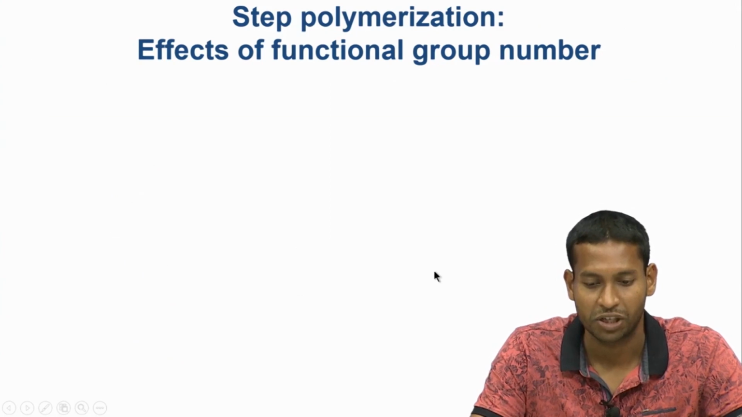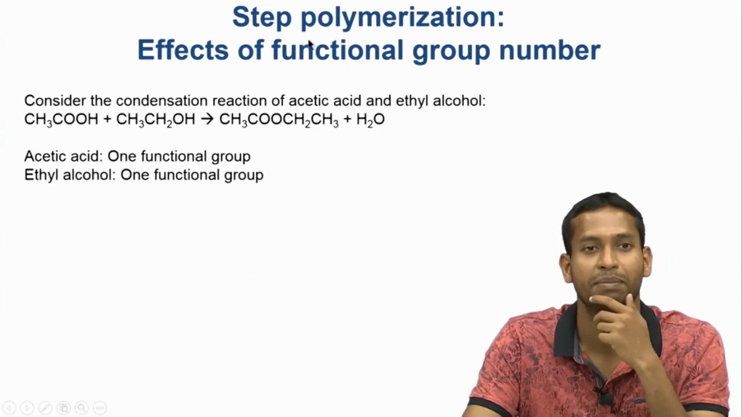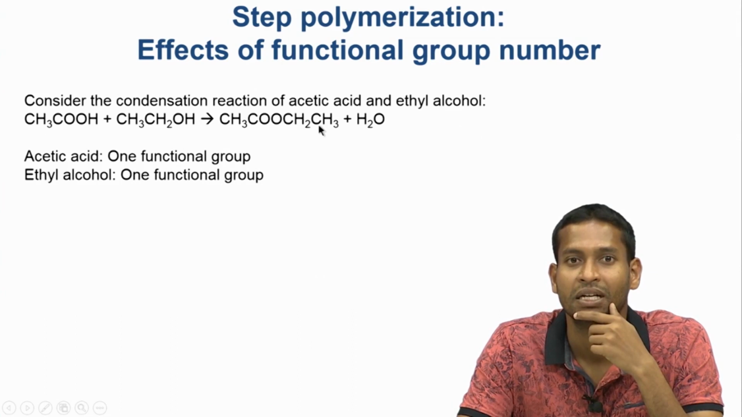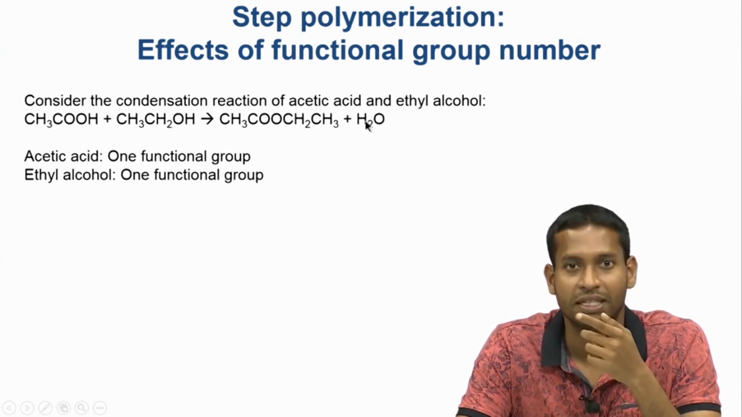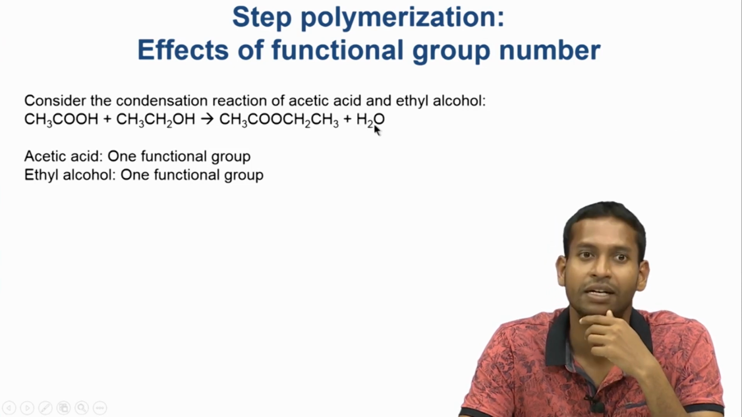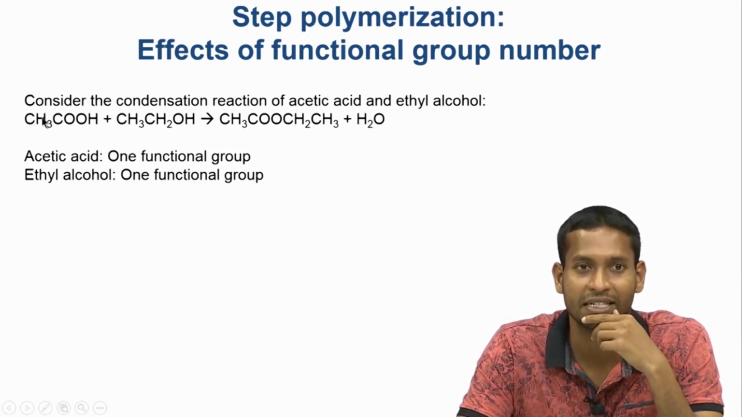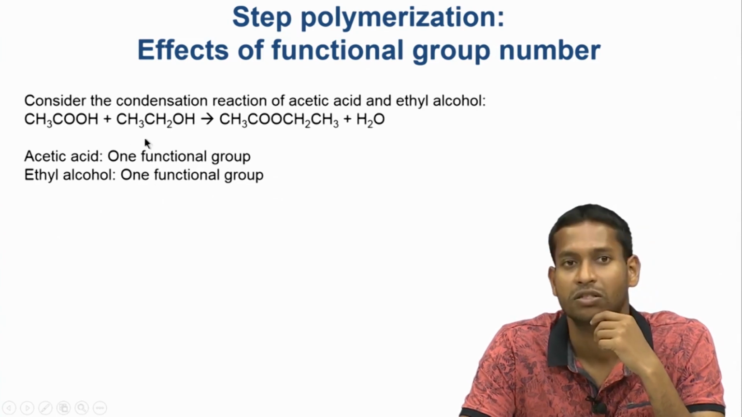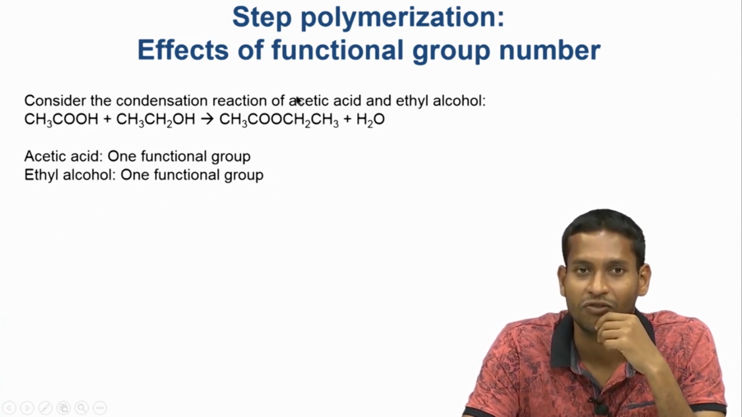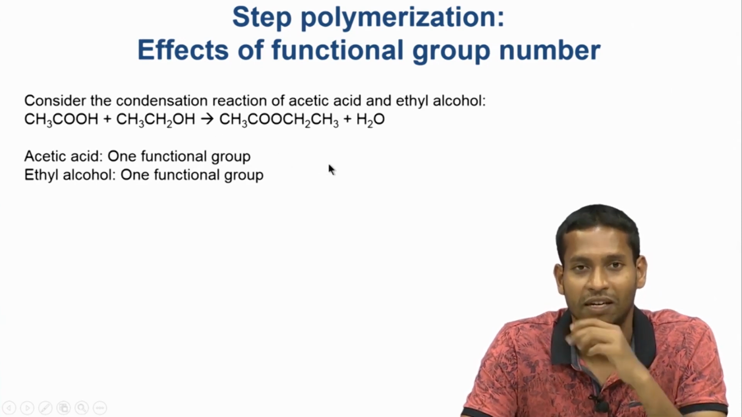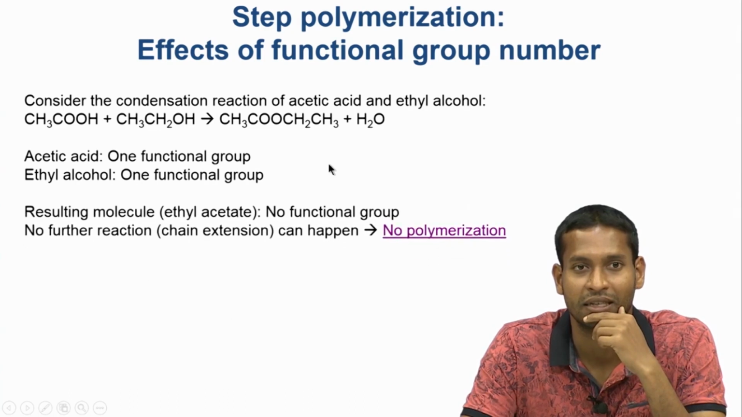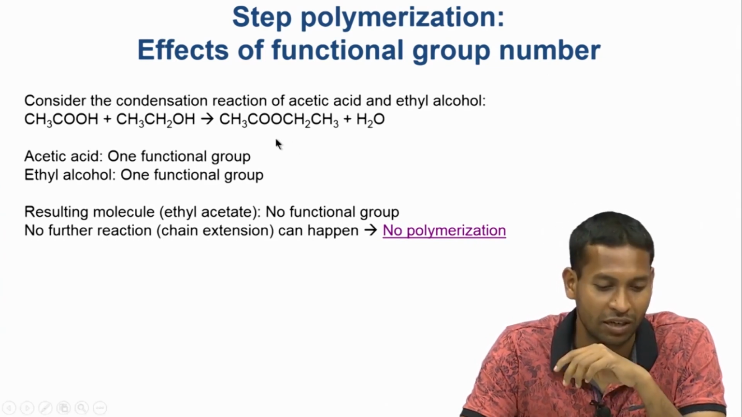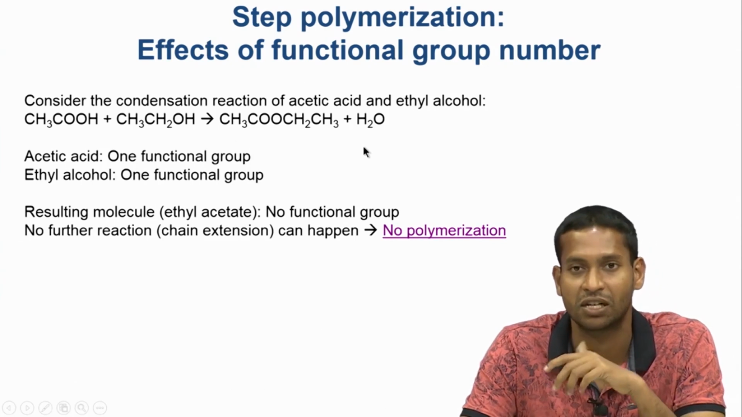What is the effect of functional group number on this? Let us consider this chemical reaction. We have an acid reacting with an alcohol to give an ester group and also releasing water. Since there is a release of water, this is a condensation reaction. The important thing to note is that acetic acid and ethyl alcohol, which are being used here as monomers, both have one functional group each. Once this reaction has happened, there is really no functional group left in the product that is formed. Given that, the resulting molecule cannot go on to react, so no further polymerization will happen. All you have done is a simple reaction making a small molecule, which is not a polymer.